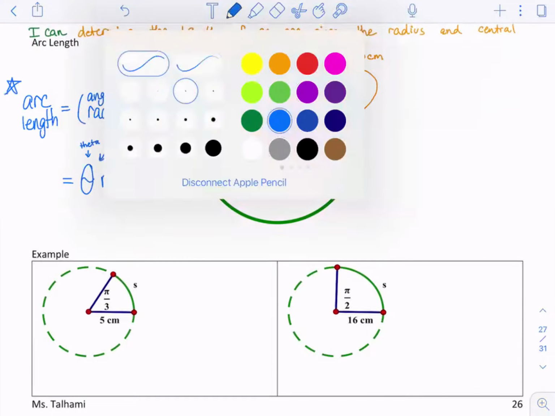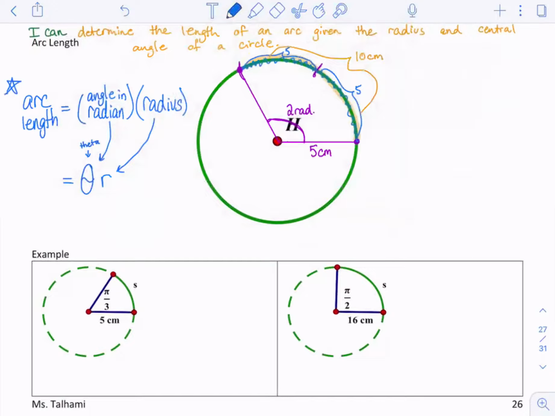And then the only other letter that's new to us is for arc length. Arc length is commonly used with the letter S. So I like to remember this formula, and I'm going to spell it out like this, SOAR.